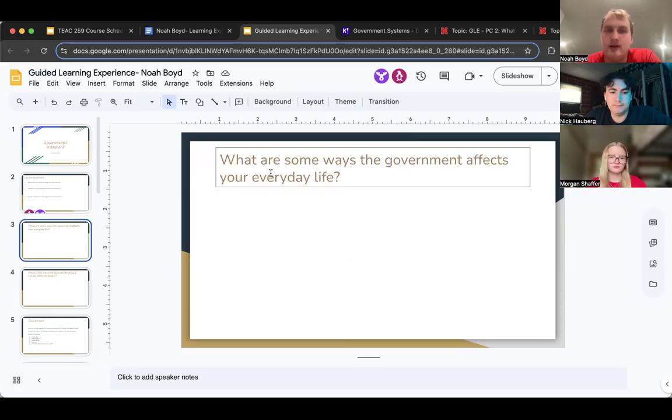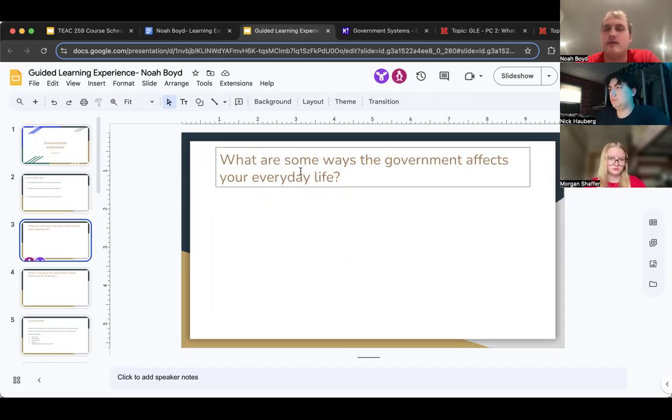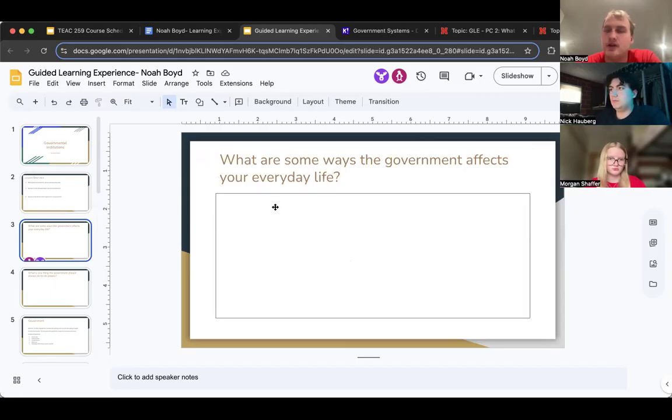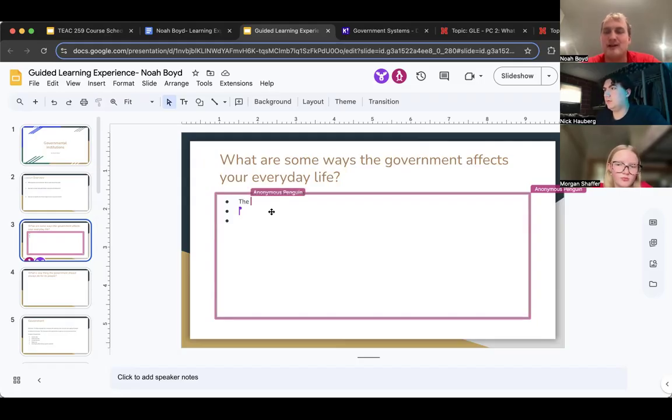So just to start off, if you guys want to go on the slide I sent to you all, I just asked the question, what are some ways the government affects your everyday life? You can just jot down an answer in there, and then we'll talk about it after. There's no right answer to this, by the way. You can put anything. It can be super simple, it can be complex. I just want everyone to start thinking about government.